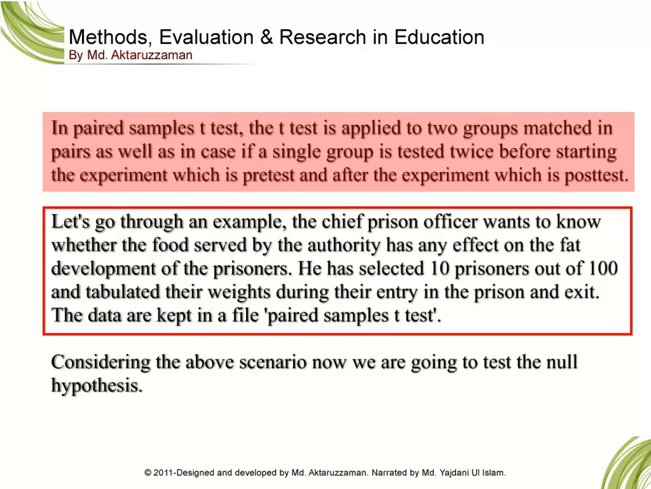Let's go to an example. The chief prison officer wants to know whether the food served by the authority has any effect on the fat development of the prisoners. He has selected 10 prisoners out of 100 and tabulated their weights during their entry in the prison and exit. The data are kept in a file paired samples t-test.